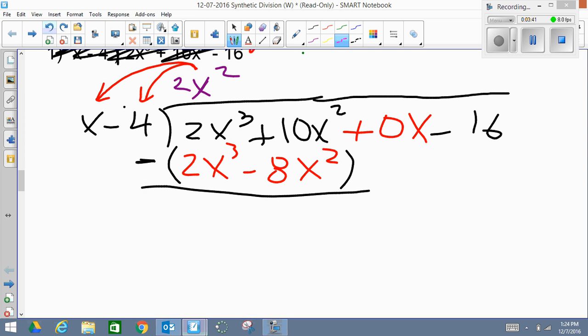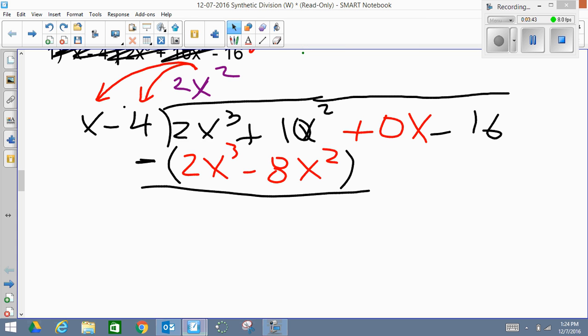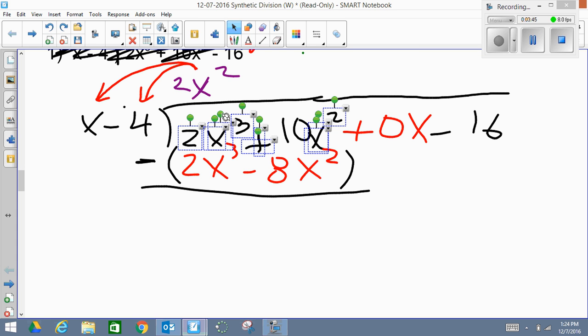Now, 2x cubed. Oh my God. I'm sorry, I apologize for that.